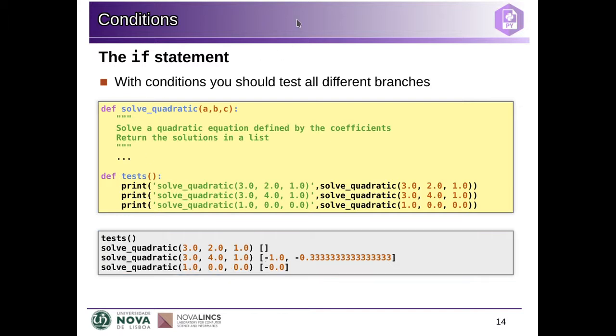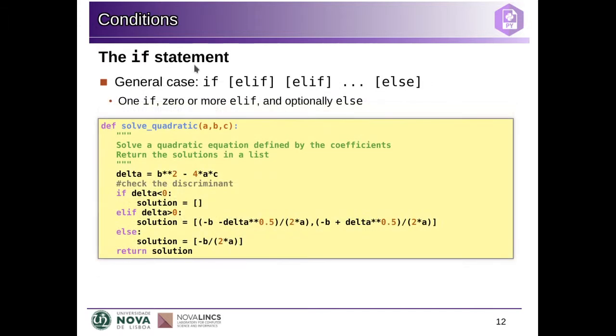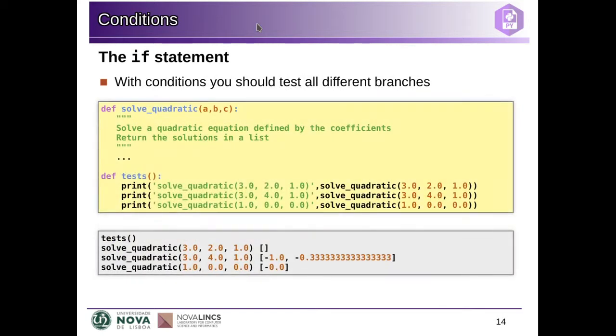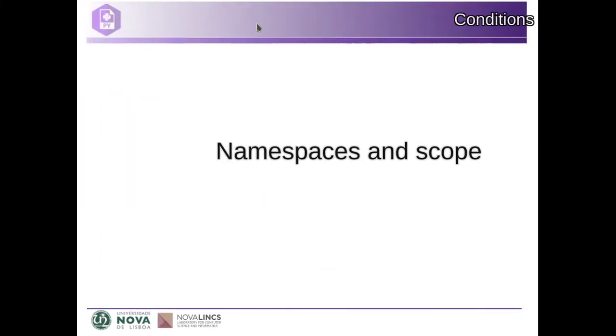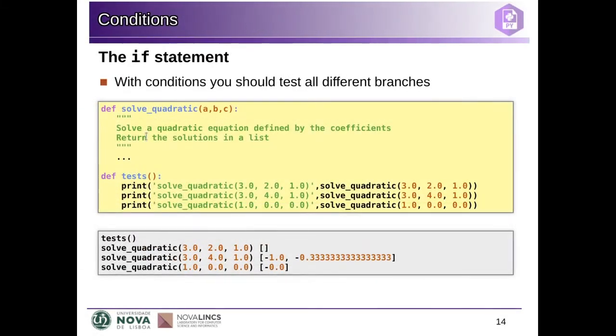This is important because if we don't test the three branches, there could be an error in one of them, and our test will not catch it because execution would never enter into that branch. So remember, if you are implementing functions with conditions, try to test the different possible branches in your code.